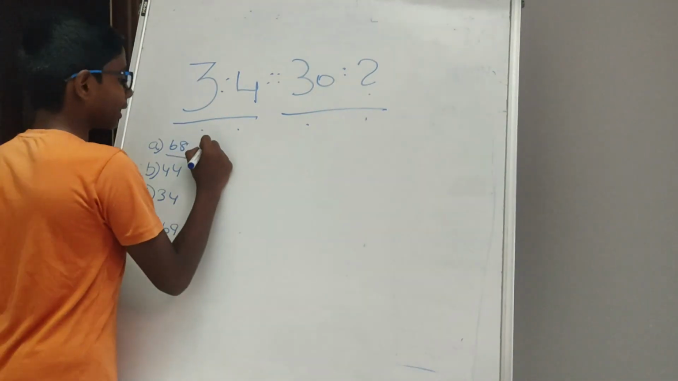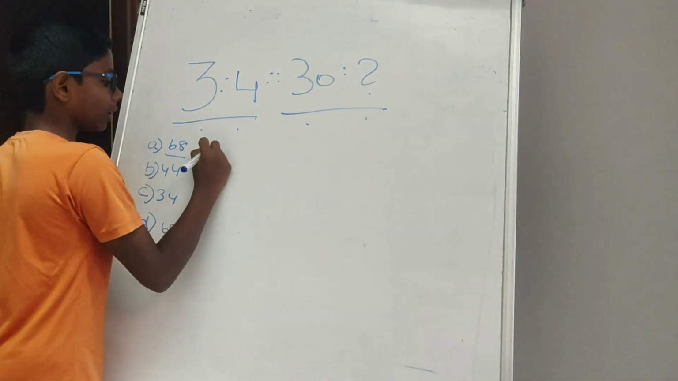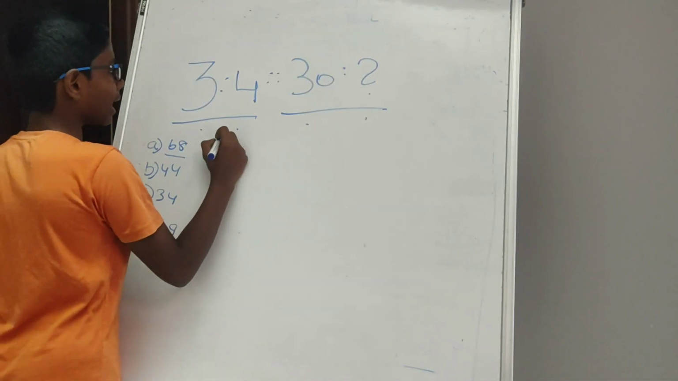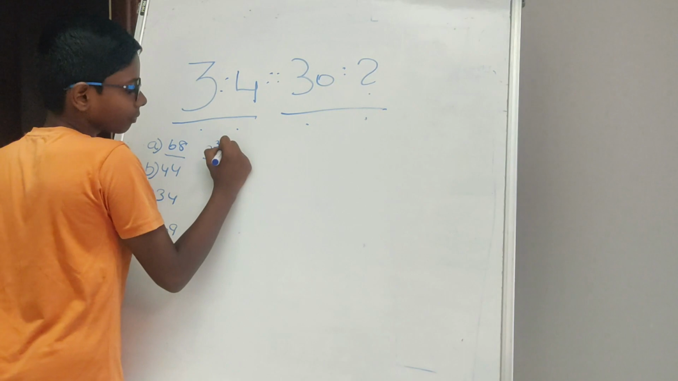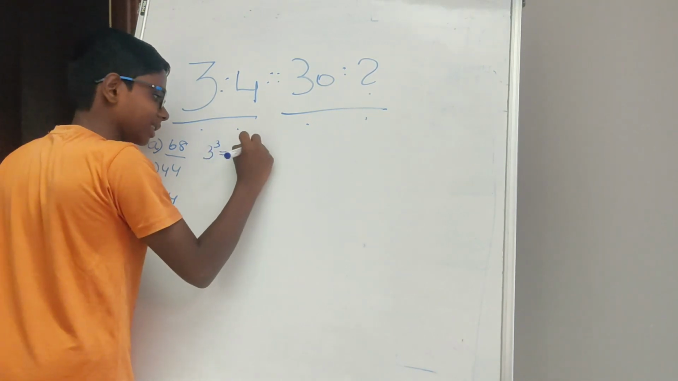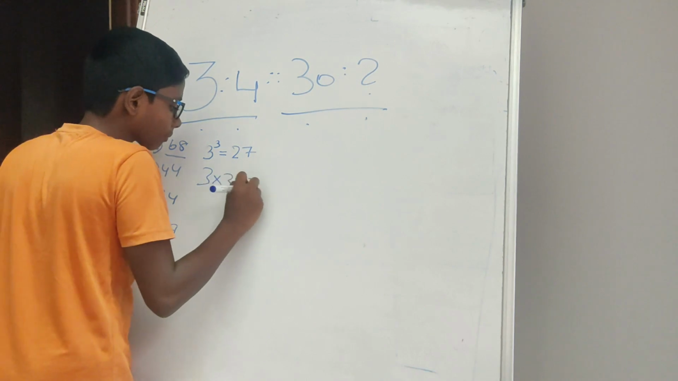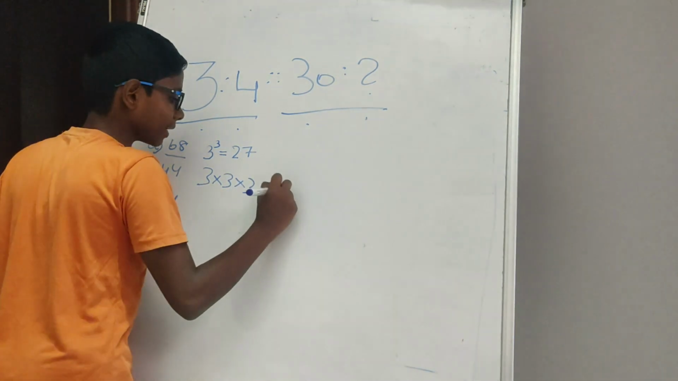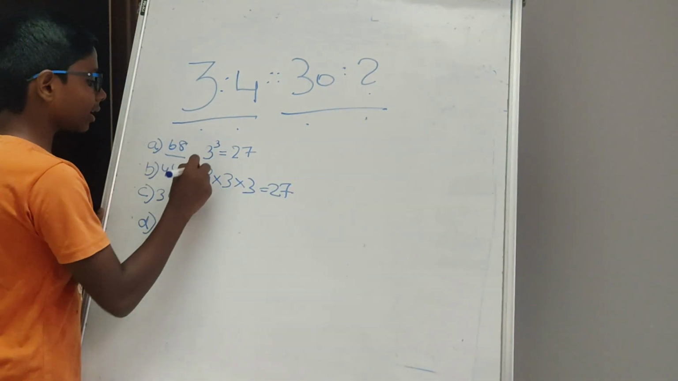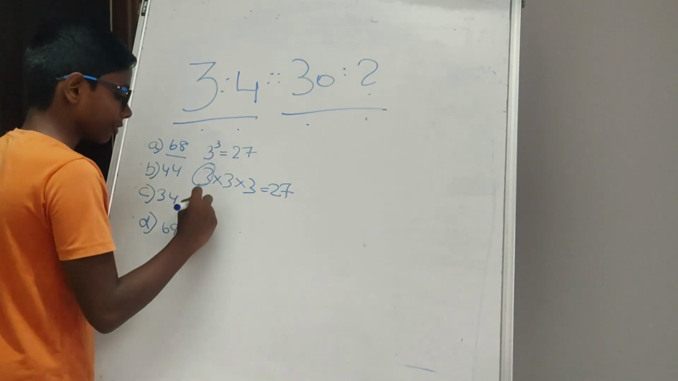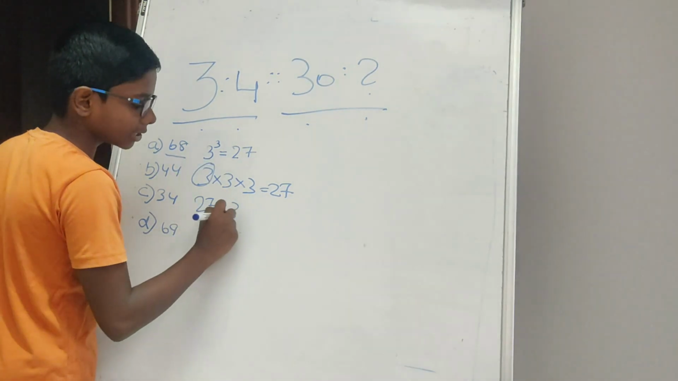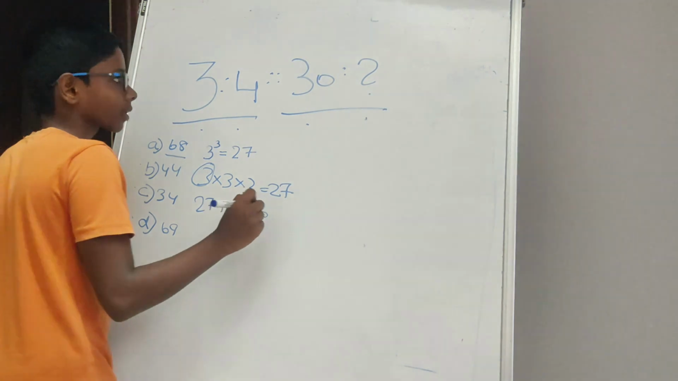Here we have to look at this as 3 cube. What is 3 cube? It's 27, right? That's basically 3 into 3 into 3, which is equal to 27. So what is the number back again? It's 3, isn't it? So 27 plus 3 is equal to 30.